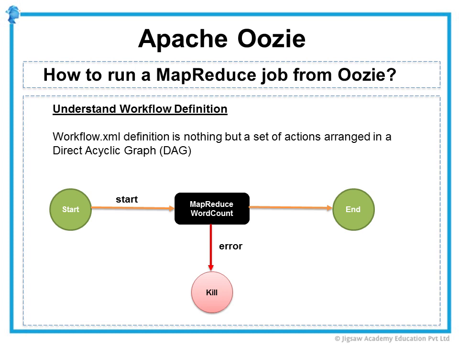Now, action nodes are nodes that trigger the execution of a computation or a processing task, such as a MapReduce job or a Pig script.